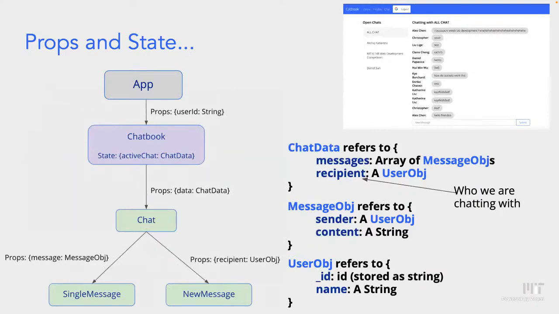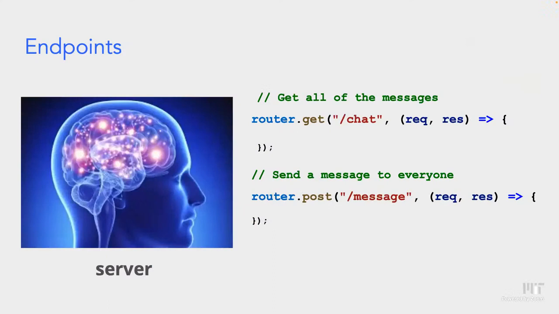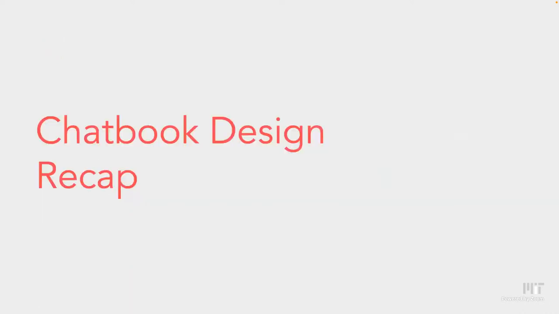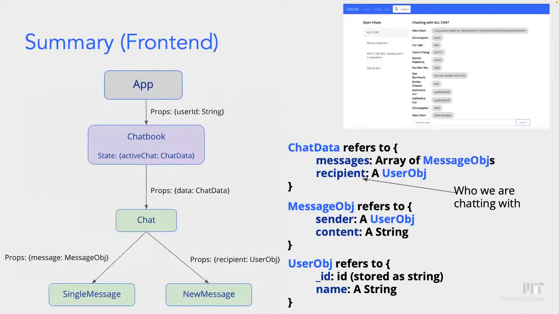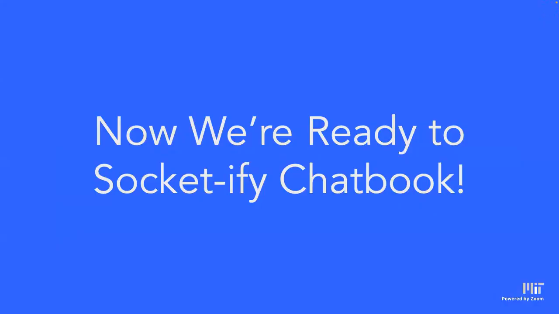Here's a quick recap over some props and state. I won't go too in-depth into this, but this was also in workshop 8. And then for the backend, we made two main endpoints yesterday, router.get/chat, which is just getting all the messages in the server, and router.post/message, which is sending a new message to everyone. So we're going to add this specific new endpoint here a bit later. We'll also add a couple more relating to the active users. And so, a quick recap of the design: you can refer back to this if you need to, but I won't go in depth into this part.